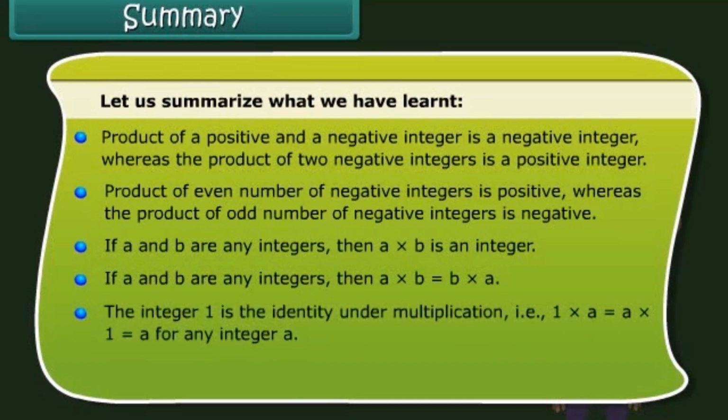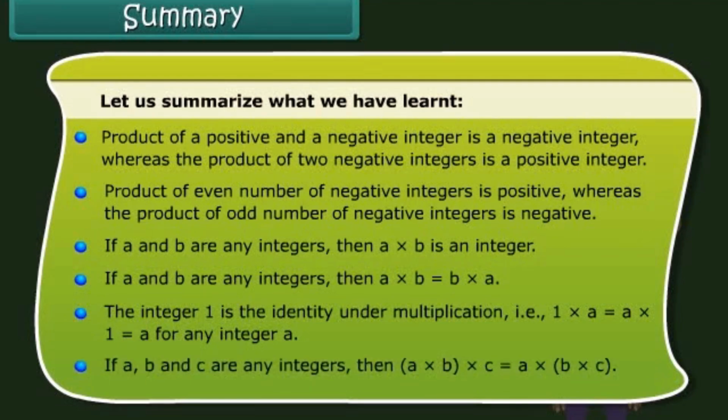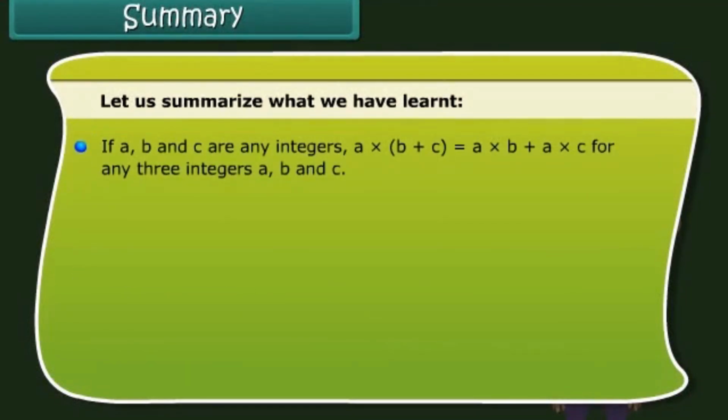The integer 1 is the identity under multiplication, that is, 1 into a is equal to a into 1 for any integer a. If a, b, and c are any integers, then a into (b into c) is equal to (a into b) into c. If a, b, and c are any integers, a into (b plus c) is equal to a into b plus a into c for any three integers a, b, and c.